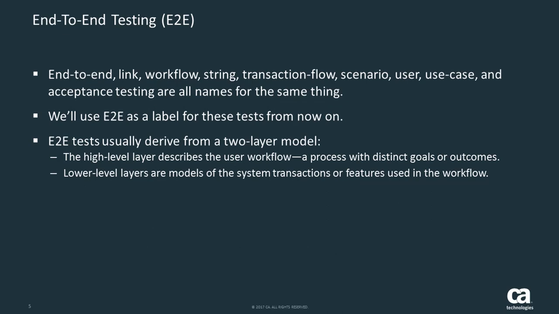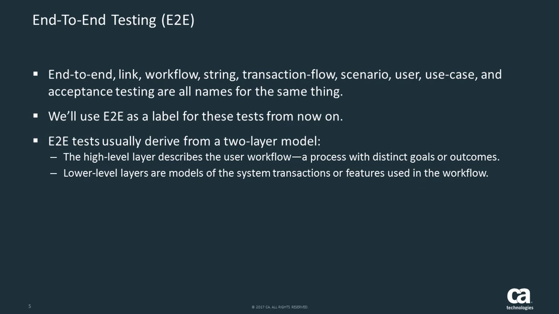Now, there's a lot of confusion in terms of terminology in this area, and end-to-end testing is this one label for what has been called link, workflow, string, transaction flow, scenario, user, use case, acceptance testing. All these things are very similar, and it's hard to tell them apart, I have to say. What I'll do is I'll use end-to-end or E2E as a label for these tests from now on.